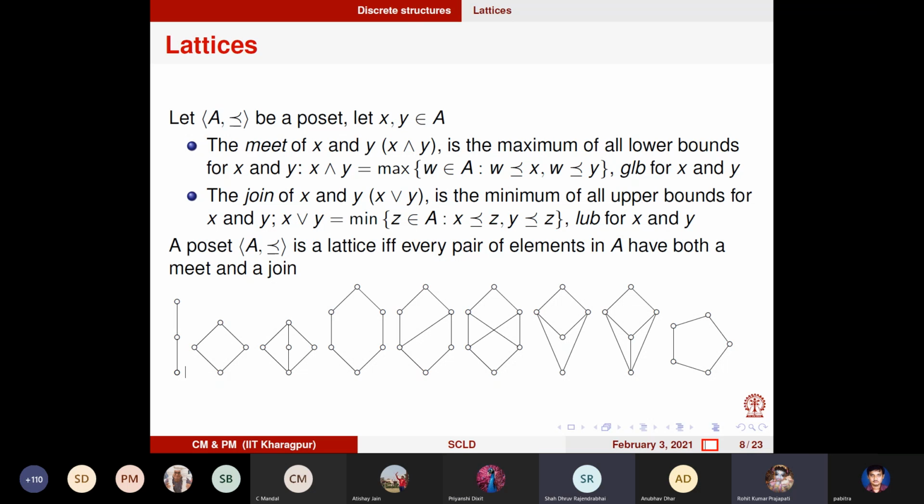Excuse me, sir. Yes. Sir, in the fifth one, if we take the second topmost two points and calculate the meet, there are two meets, so we can't find the greatest one.